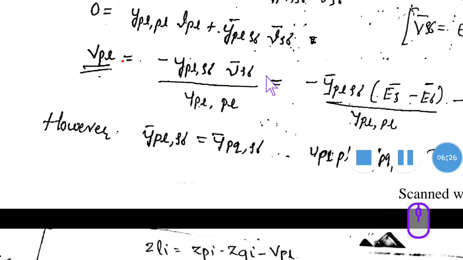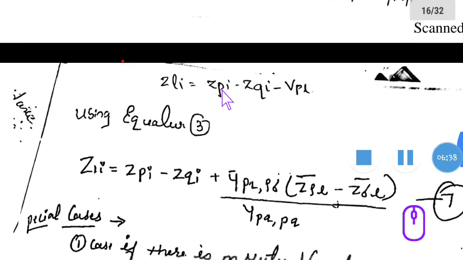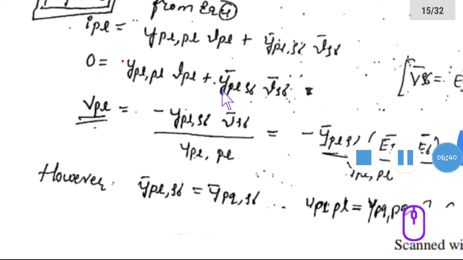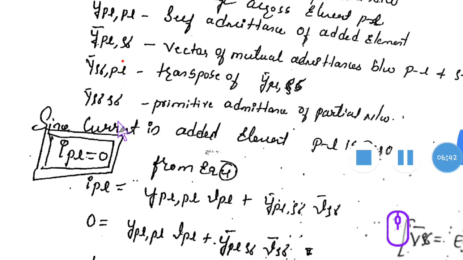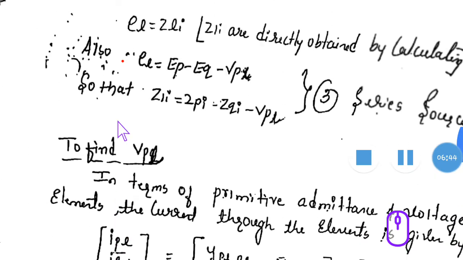And what is V rho sigma? It is the voltage between E rho minus E sigma. Now this PL,PL you replace by PQ,PQ, and PL,rho sigma you replace by Y of PQ,rho sigma. The same I will write like this. Whatever we got for this VPL, where do you have to substitute? In this equation you have to substitute.